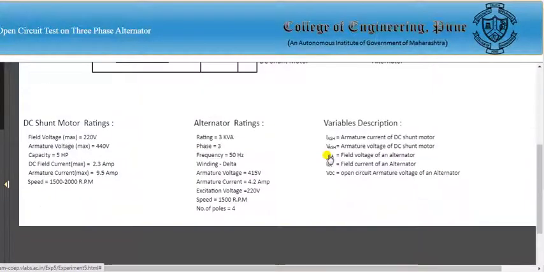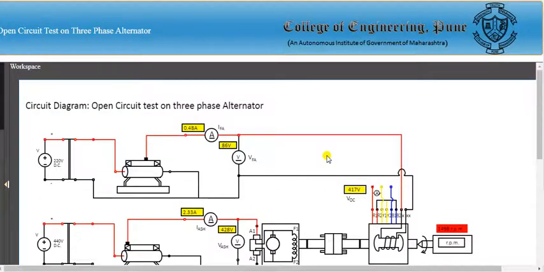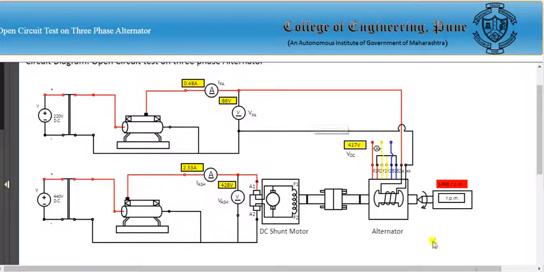Okay guys, that's it for today. This is the practical simulation of the open circuit test on a 3-phase alternator that we have performed.